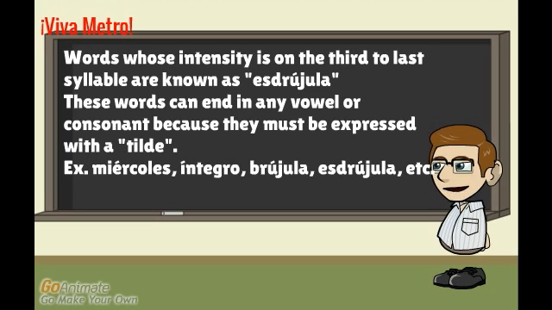You will notice that every single one of those words has an accent mark over a vowel. Words that are estrújula have to be expressed with an accent mark. The following examples are pronounced miércoles, íntegro, brújula, estrújula. If the accent mark were not written, you would pronounce miércoles like miercoles. And since that is not how it is pronounced, you have to put an accent mark over the E.